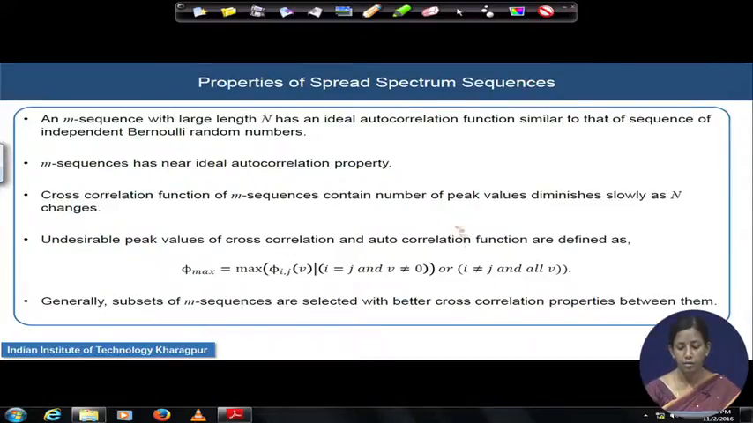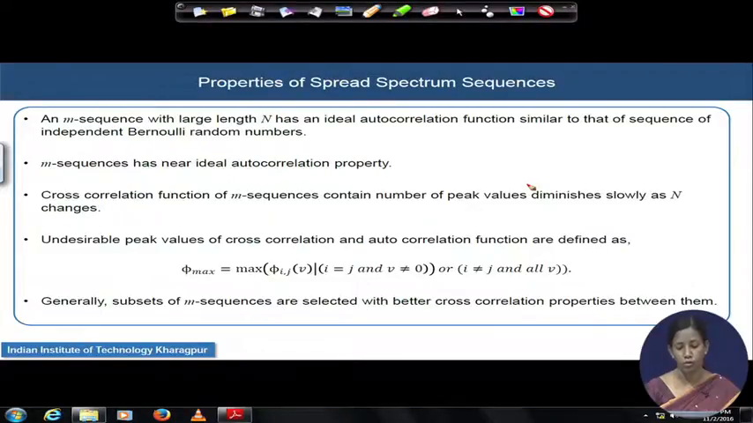The cross correlation function of M sequences contains a number of peak values, which are side lobe values also, and they diminish if you increase the value of capital N. So, if you increase the length of the sequence, the cross correlation peaks go down heavily, which is a very good property for code design, especially for synchronization, where we do not prefer multiple peaks. Otherwise you will get a false lock in detecting the synchronized points. These undesirable peak values of the cross correlation and autocorrelation functions can be defined like this.